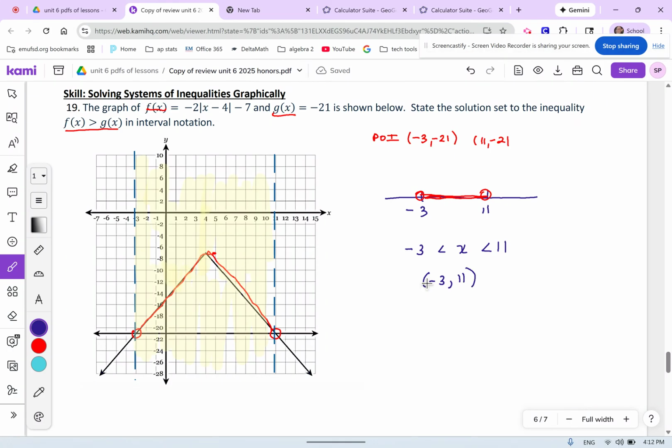In interval notation, it's (negative 3, 11). Notice we have parentheses as opposed to brackets because we're not including those values. So this is inequality notation, and this is interval notation.